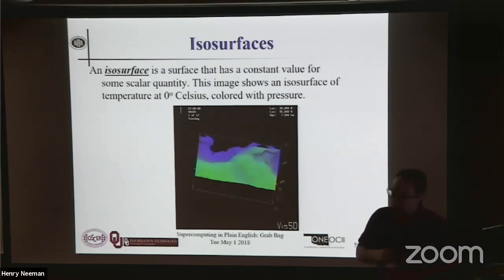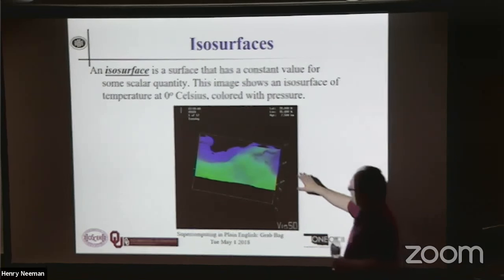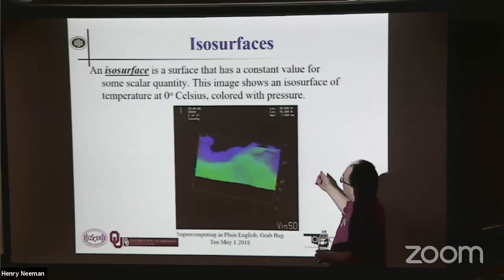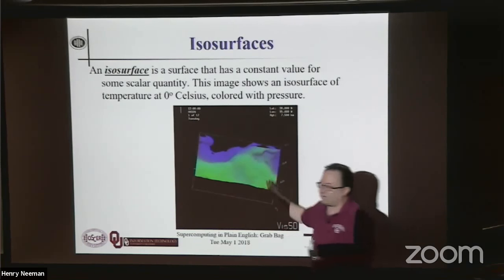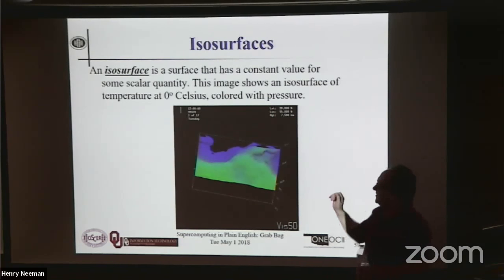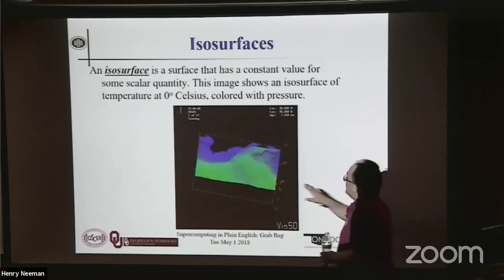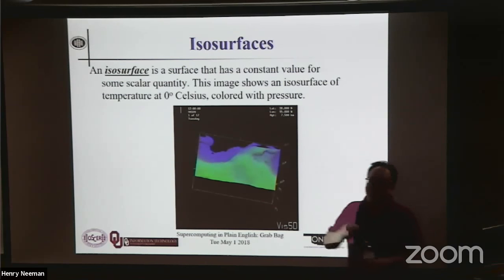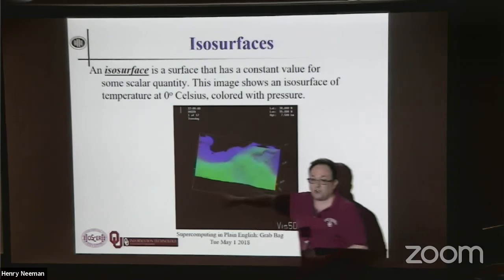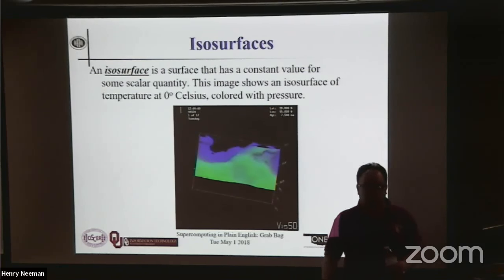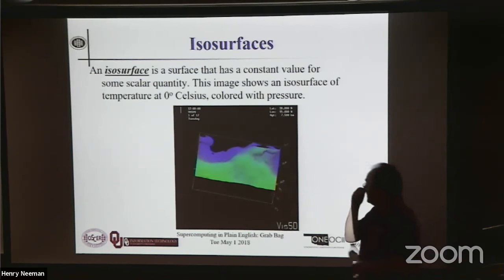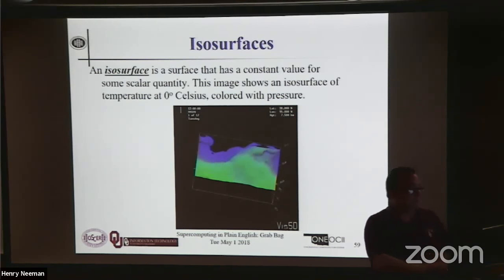Okay. All right, an isosurface. So this is like a contour diagram, except it's in 3D. So I picked a value. So the shape of this surface is where temperature is 0 degrees Celsius. But then I colored that shape with the pressure. So the blue area is an area of low pressure. The green area is an area of medium pressure. If it were high pressure, it would show as red. Okay. And that's a fairly typical coloring scheme, although by no means the only one.